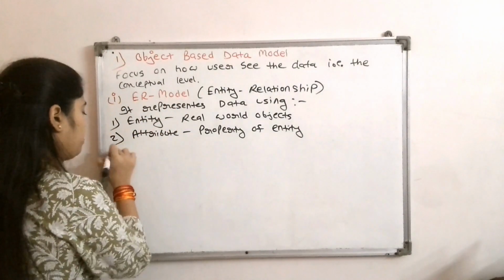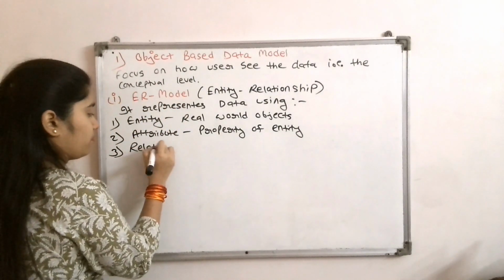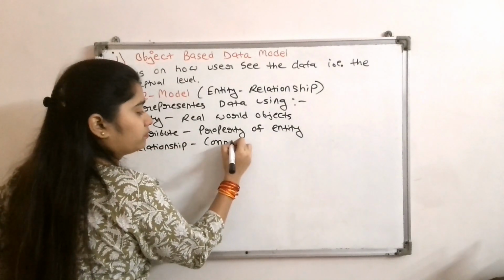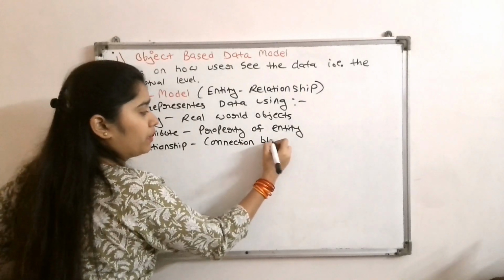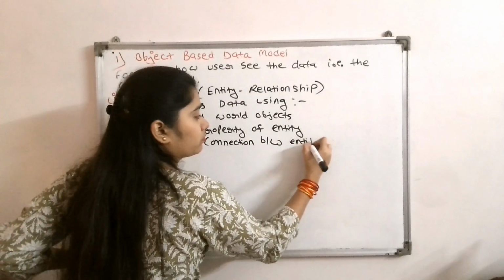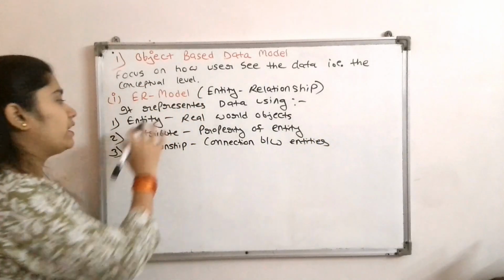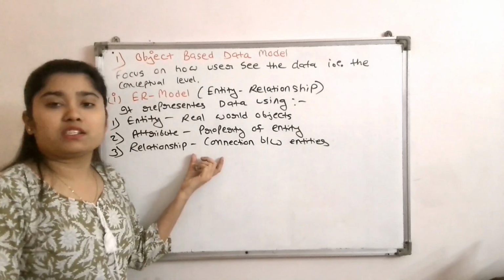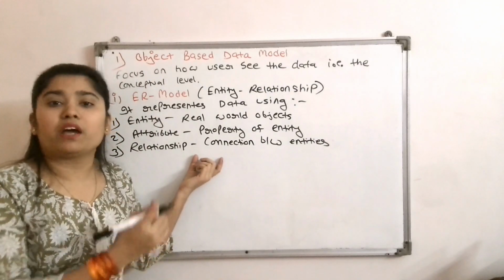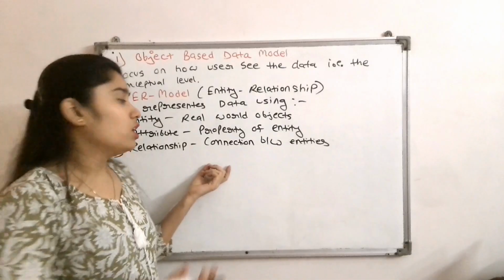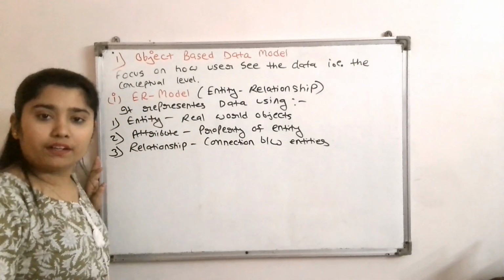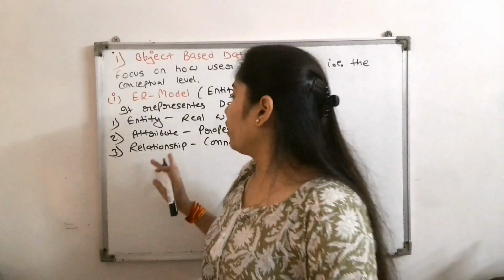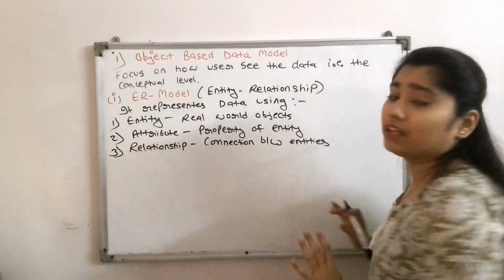Third is the relationship. It is the connection between entities. Suppose the entities we have are the student and the course. So the relationship we can write as, just take the example, student enrolls in the course. So this is the relationship between two entities. Let me explain you with the example so it will be clearer. Now we will also see the ER diagram.